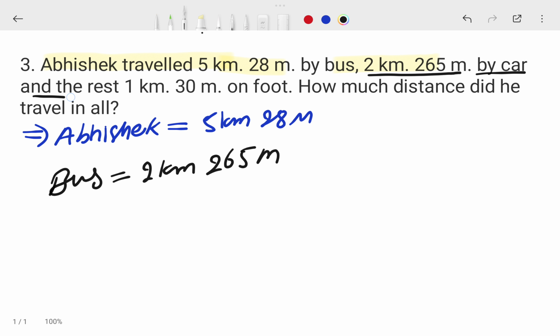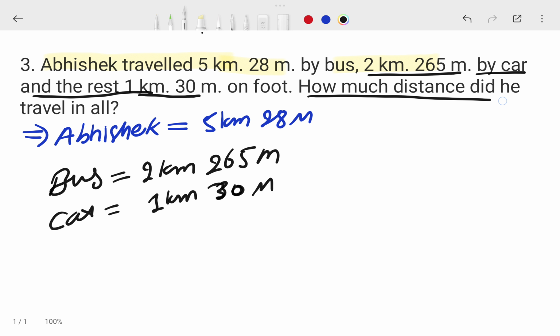By car, the rest was 1 kilometer 30 meters. So by the car, how far did he travel? He traveled 1 kilometer and 30 meters. Okay, 30 meters. Over. And on foot, how much distance did he travel in all? So you have to tell how much distance he traveled in total.